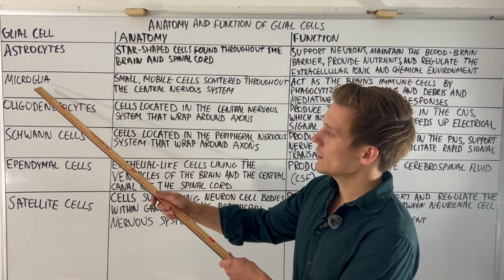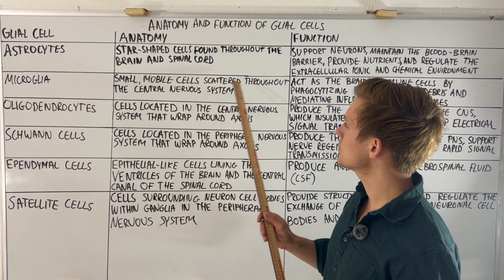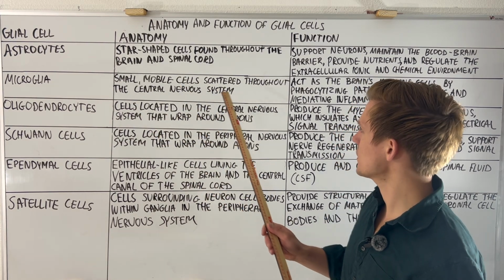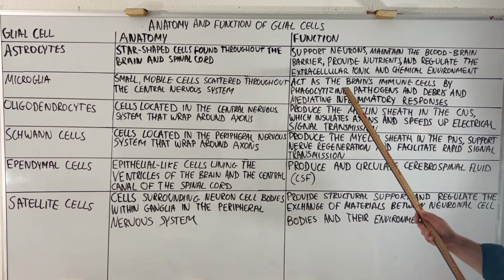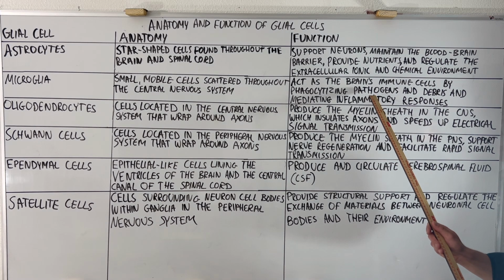Next up, we have microglia, which are small, mobile cells scattered throughout the central nervous system, and they act as the brain's immune cells by phagocytizing pathogens and debris and mediating inflammatory responses.